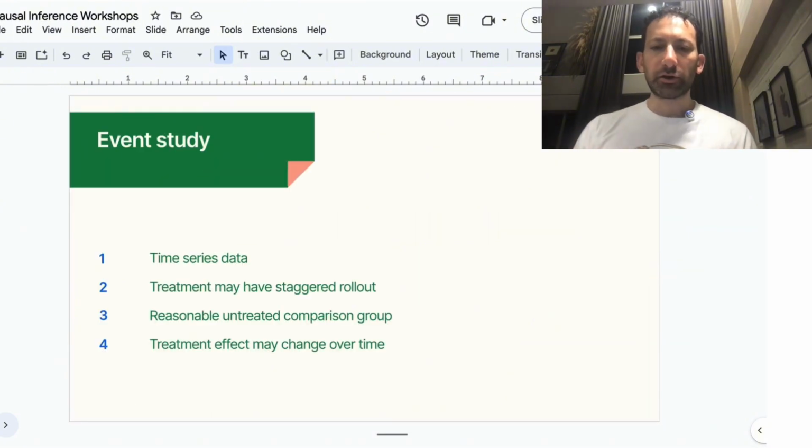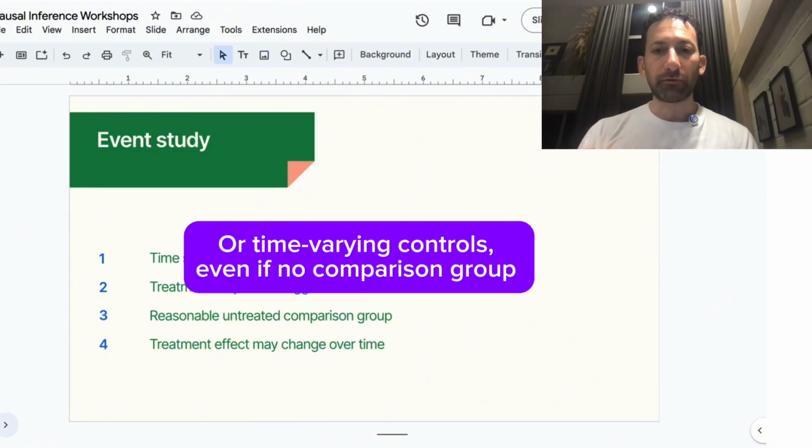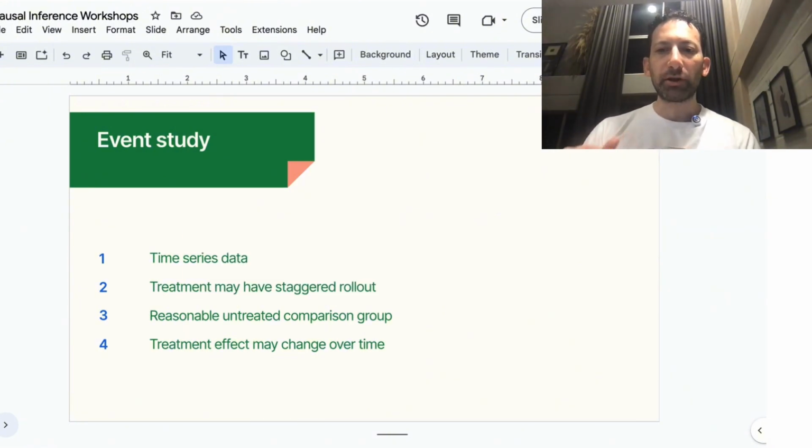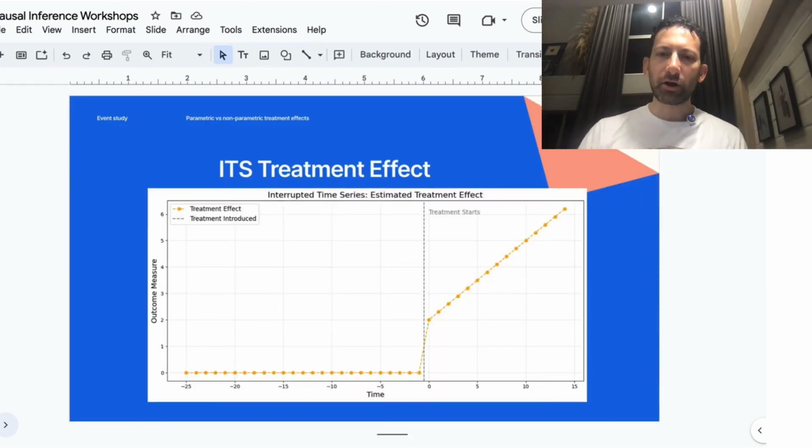So event studies are used when you have time series data. The treatment may or may not have a staggered rollout, but you can use it for them. There should be a good comparison group. And also, an important feature of the event study is that the treatment effect may change over time, and you can pick this up. In an earlier video, we talked about the interrupted time series, and we can model that with a level change and a trend change.